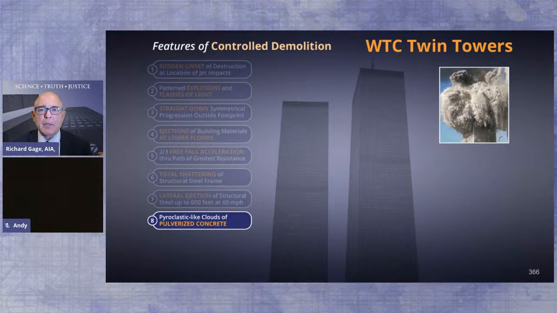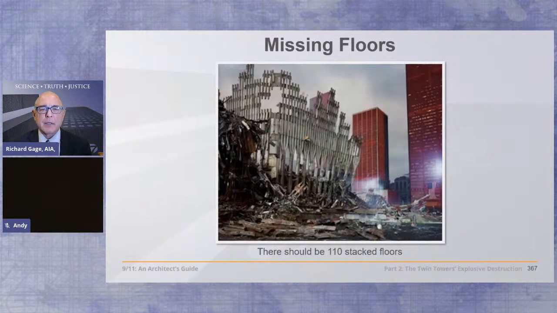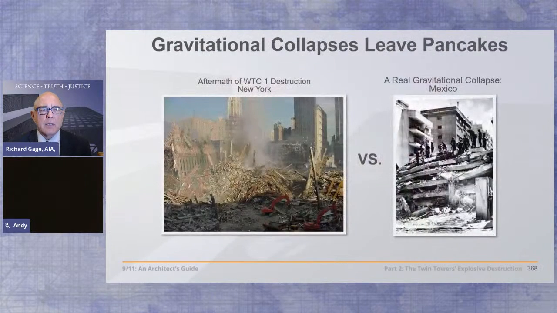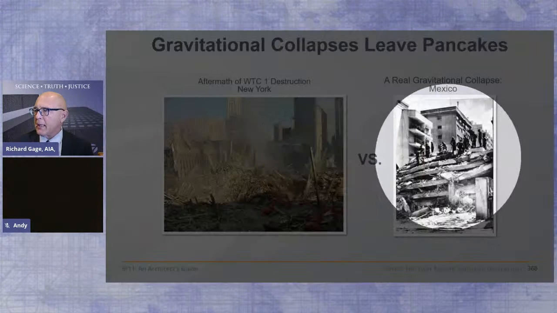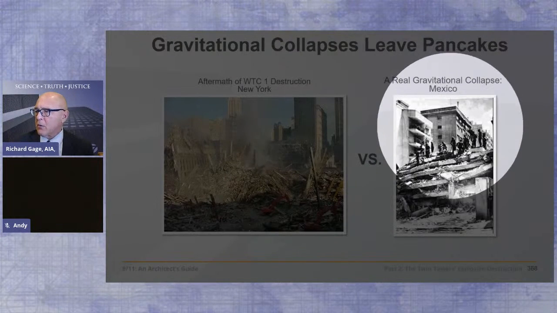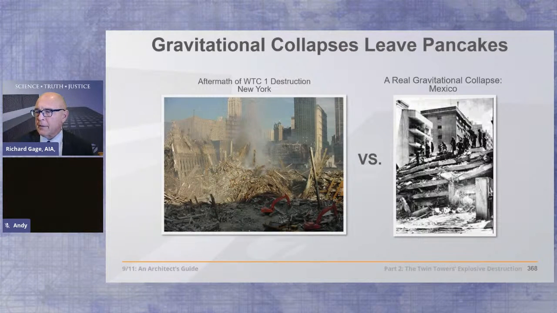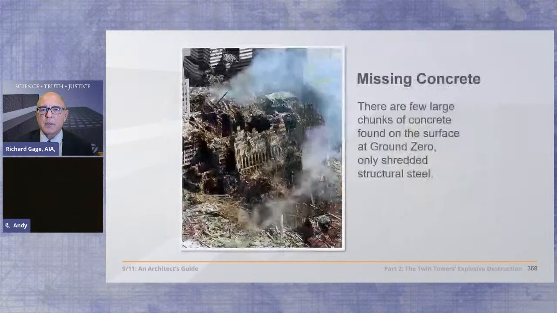Because what did happen to the concrete? We're missing floors, lots of floors, like 110 of them. Where are they? The photograph on the left shows a twisted pile of steel. 110 floors of concrete are missing. A real gravitational collapse shows pancakes in Mexico. What's going on with the Twin Towers?